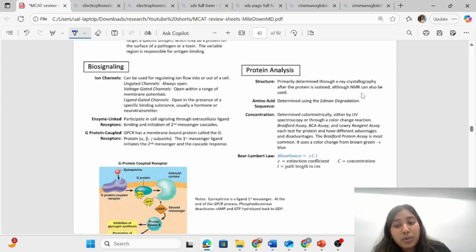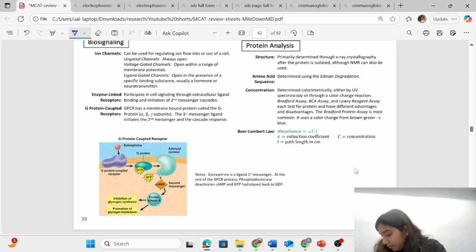Because it's blue, you can remember the color change. It goes from brownish green to blue. That's why it's called Coomassie Brilliant Blue dye. Okay. Then if you want to check the absorbance of any protein, we use the Beer-Lambert law, which is absorbance equals epsilon times concentration times the path length. Okay.